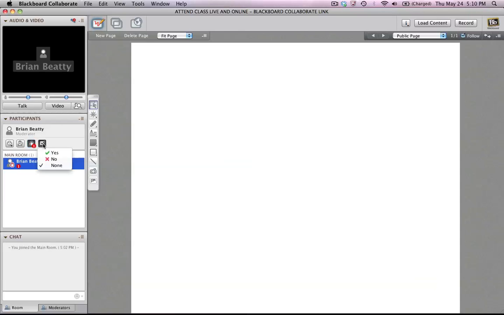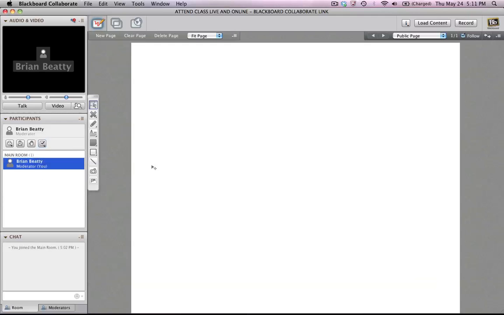Okay, I can also use the icon on the right to indicate a yes or no response to a question that may have been asked. If a poll was asked, then I can say yes, I can say no, I can clear my answer, I can say no again or none, no answer, etc. So you can use these icons to help control that.